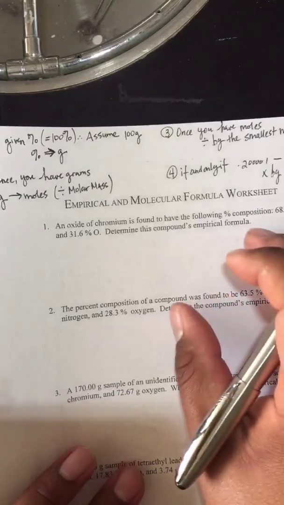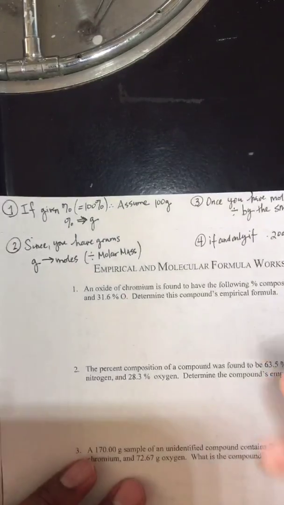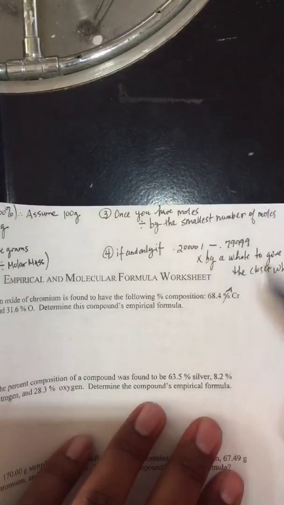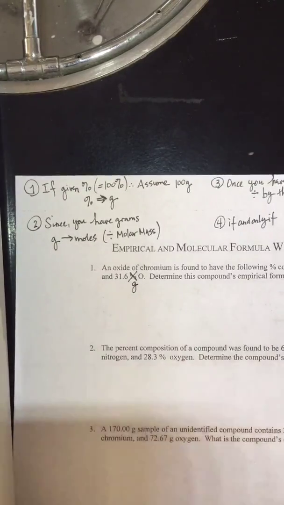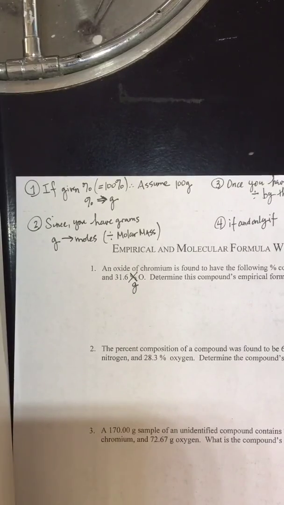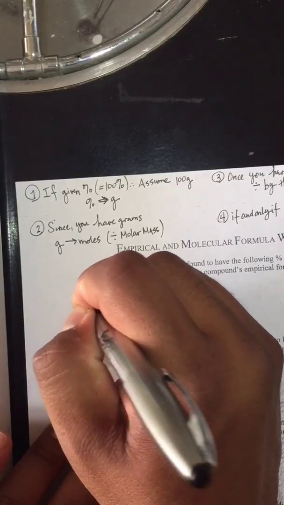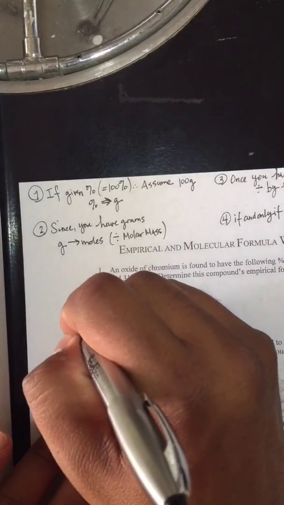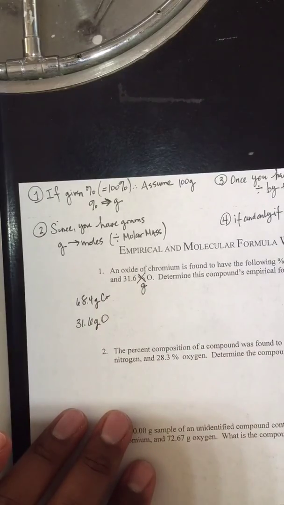Okay, so what we're going to do is, you see those percent signs, we're going to change them, because number 1 tells us that we have to change percent to grams. So instead of having 68.4 percent chromium, we're going to have 68.4 grams of chromium, and we're going to have 31.6 grams of oxygen.